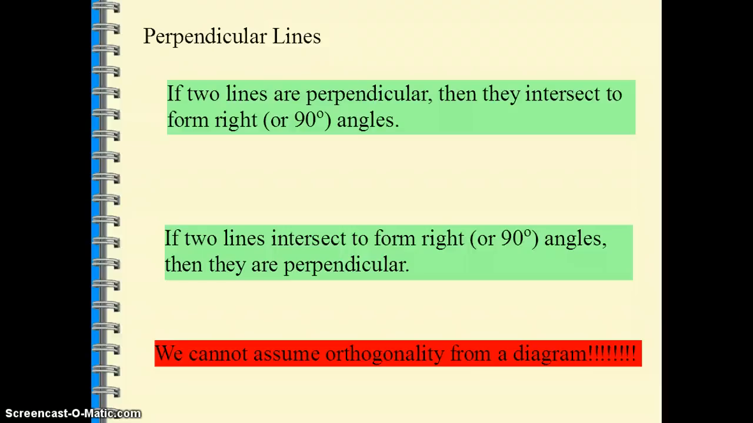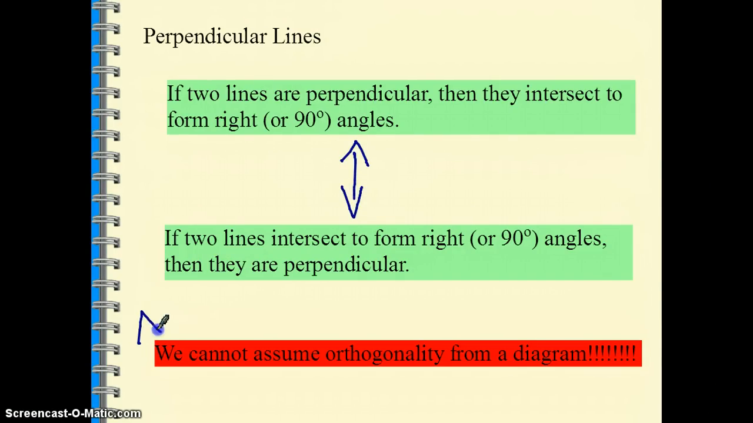And notice we can also say the converse of that statement. If two lines intersect to form right angles, then they are perpendicular. Now we can interchange 90 degrees or right angles in both of these definitions. And this is a definition because remember, this is reversible. Since we can reverse this, it's a definition.